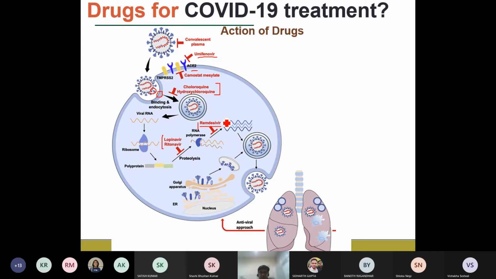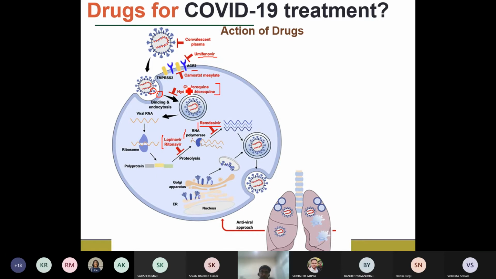So remdesivir actually prevents the replication of the RNA, because the replication of the RNA requires an enzyme called RNA polymerase, and remdesivir inhibits this type of RNA polymerase. For example, this step, the replication or the multiplication of a single strand RNA into multiple units of this RNA, is actually inhibited by remdesivir.